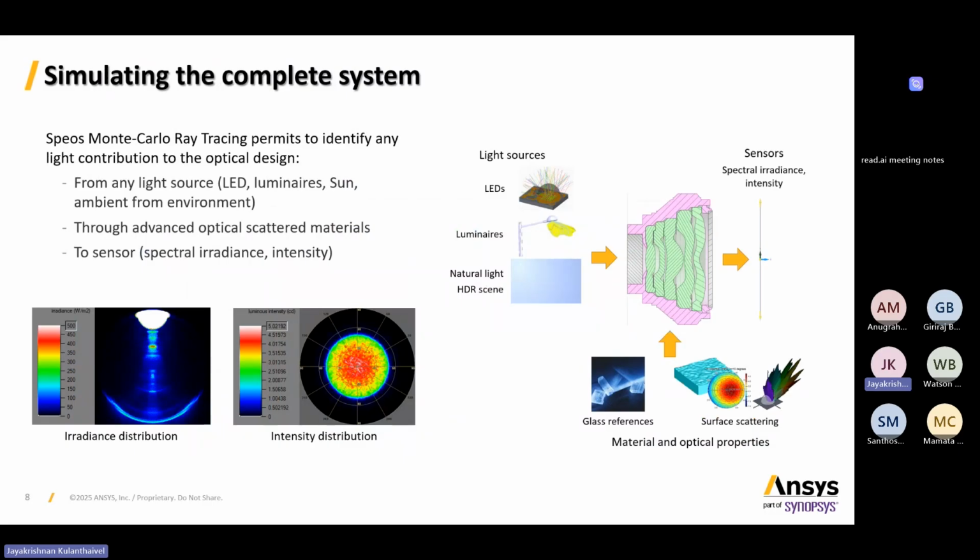With Speos, you can simulate the complete optical system. Speos has Monte Carlo ray tracing, so it allows you to identify any light contribution to your optical system. Let's say you have an optical design. The light contribution may not be only because of the source; it could be due to some additional material property or something like that. So Speos will allow you to see that. From any light source through advanced optical scattering materials to the sensor, you can completely do this ray tracing.